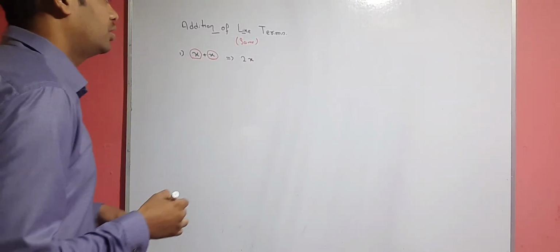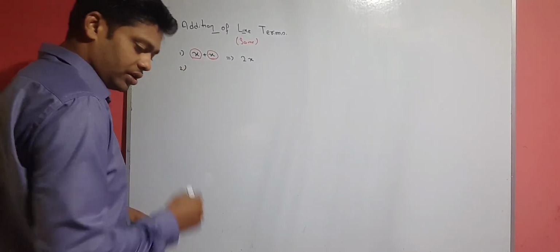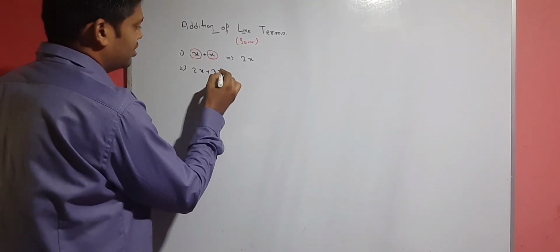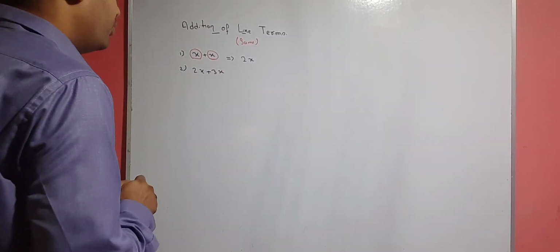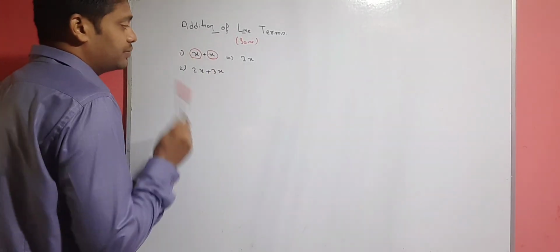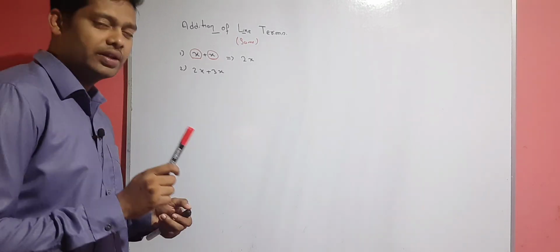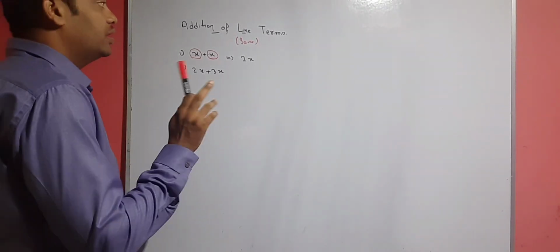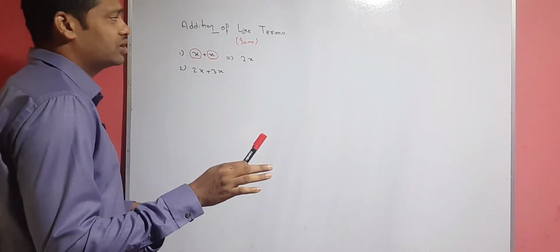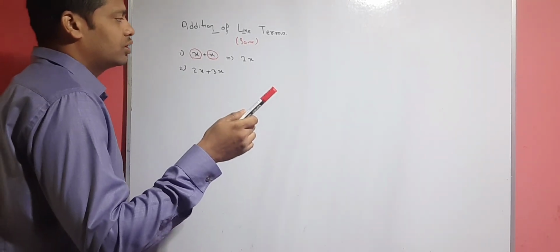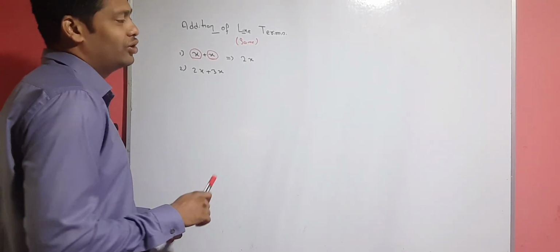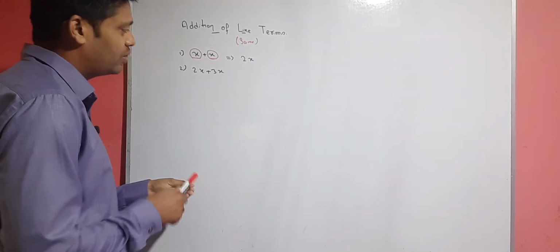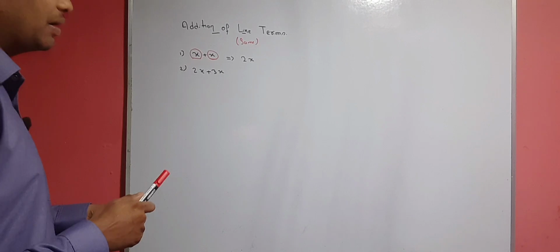Clear? Now in case of more terms, 2x plus 3x are there. Again, you have to see whether they are like terms or not. First you have to verify that they are like terms or not. If they are like terms, you can add, you can subtract. Addition and subtraction are possible. In multiplication and division you can do it with the same like terms only. So addition, subtraction, division, multiplication, all are possible with like terms only. You have to pair them up first.